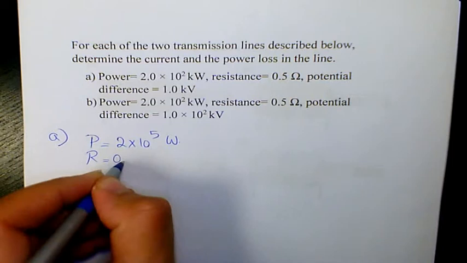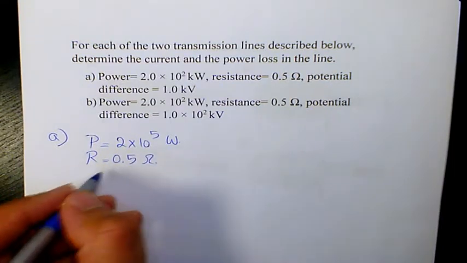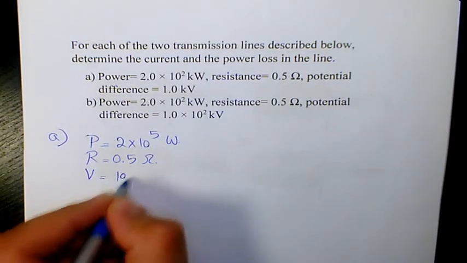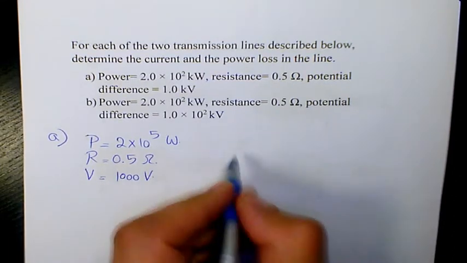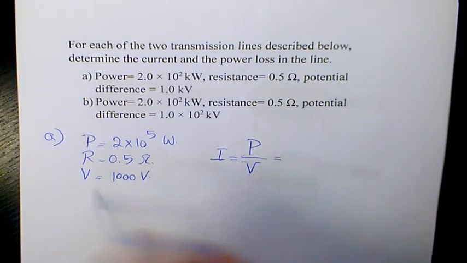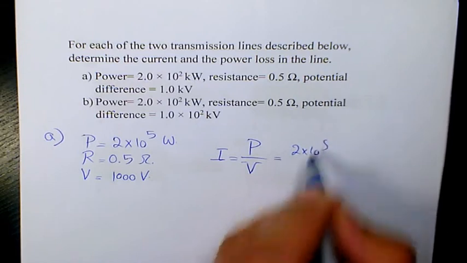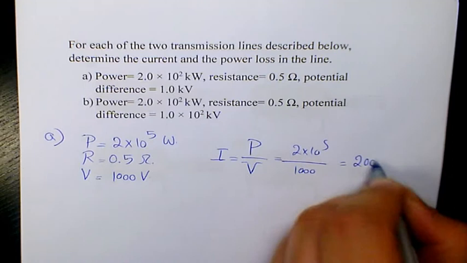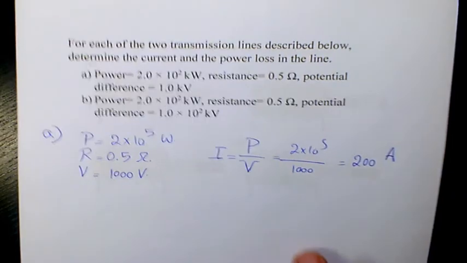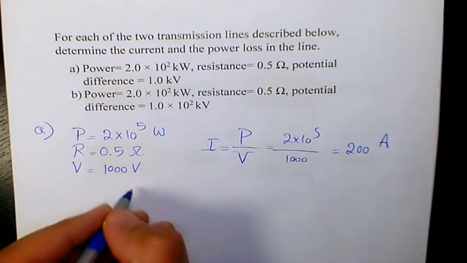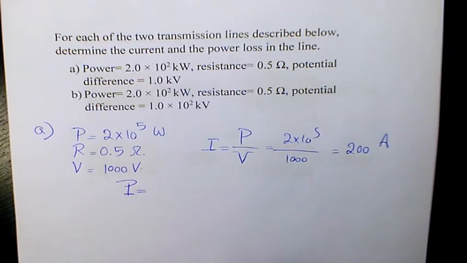R is 0.5 ohm. And potential difference is 1 kV, which is 1,000 volts. So I will be P divided by V, which will be 2 times 10 to the power of 5 divided by 1,000. That's going to be 200 amp. That's going to be a high electric current. So we need to expect high energy loss.